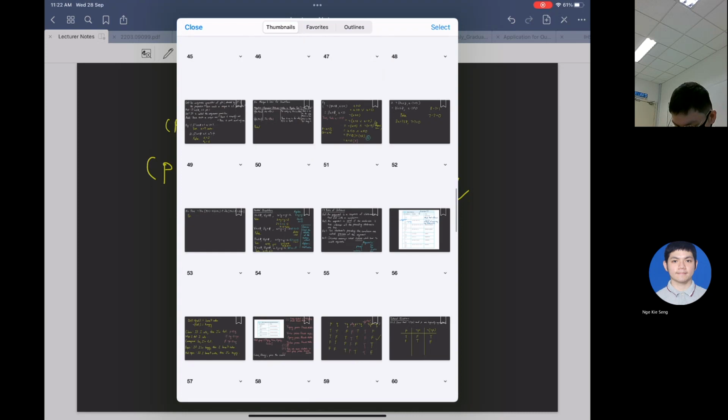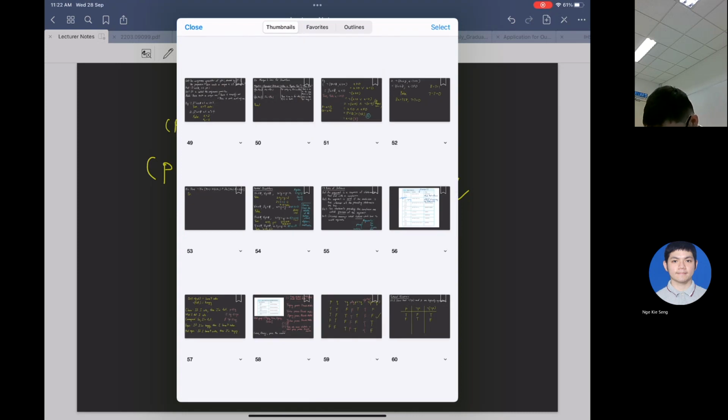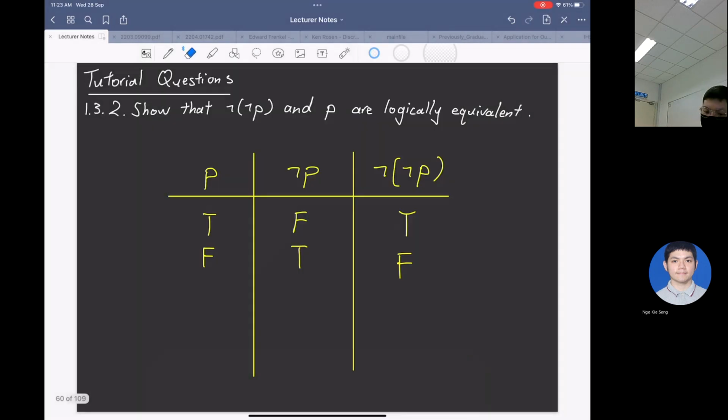Okay, let's go to this week's tutorial questions. First is warming up question 1.3.2. Show that not not P and P are logically equivalent. I just do the truth table. First, not P becomes false, true, and then not not P becomes true, false again. So it's the same as P: true, false. So this is good.